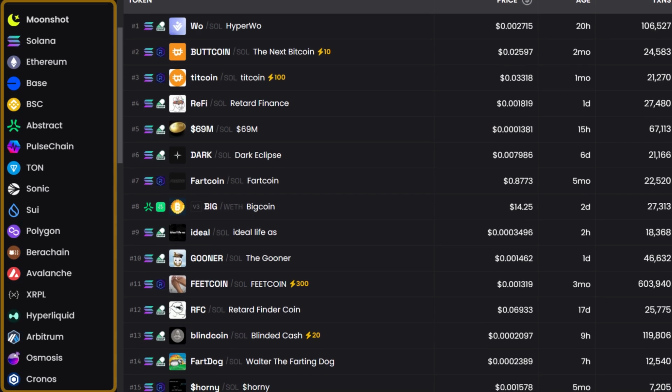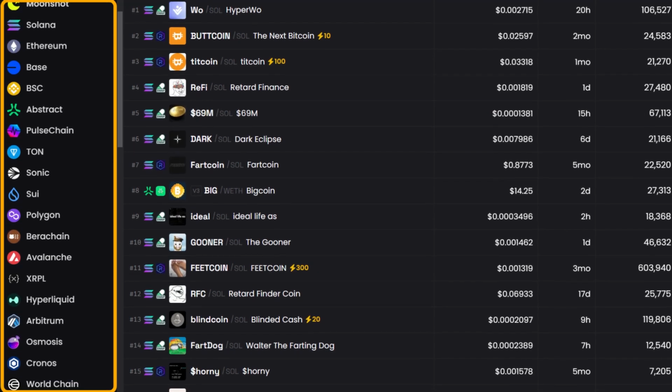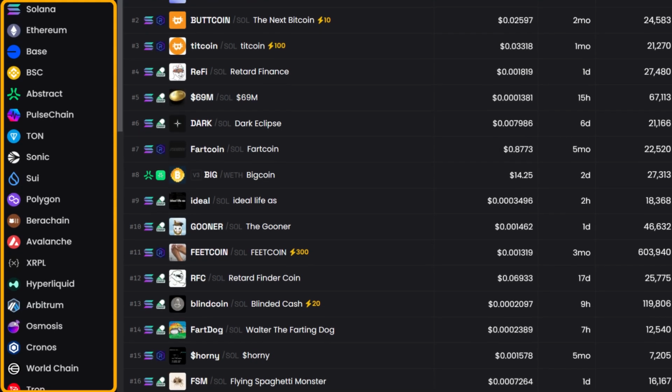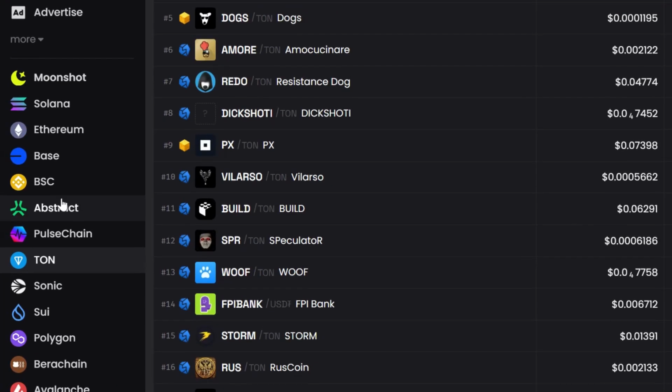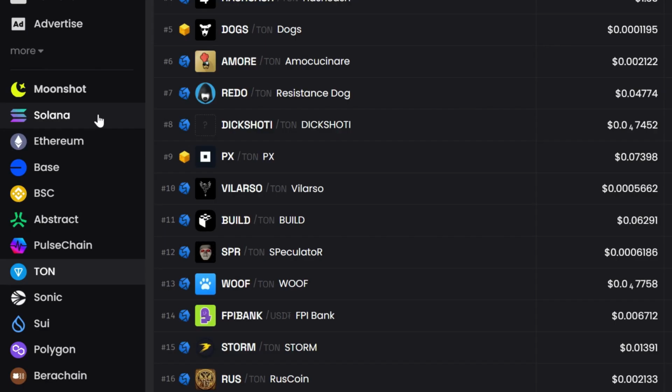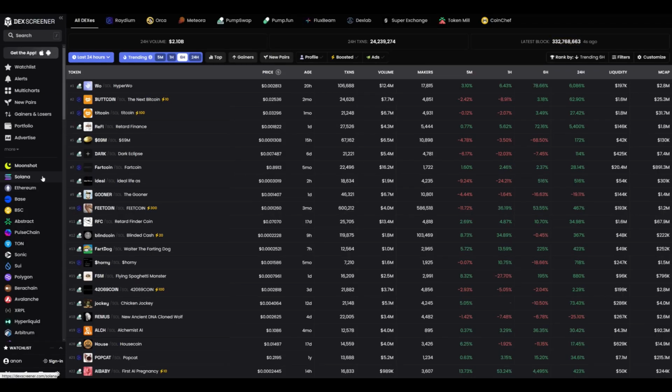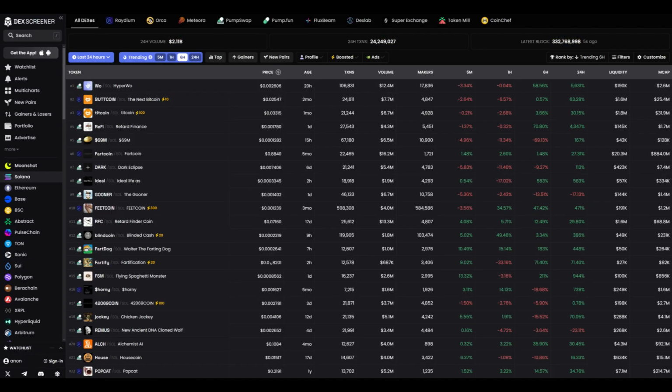A little to the right, you'll notice tabs with the names of different blockchains: Ethereum, Solana, Binance Smart Chain, and a few others. It's like a switch. I can select, for example, Solana, click on it, and the list of tokens updates to show only projects from that network. You can also choose the network you're interested in and continue exploring. Now let's scroll down a bit.